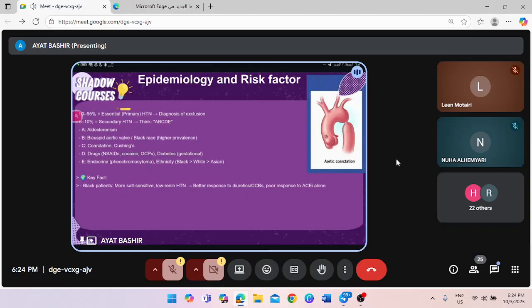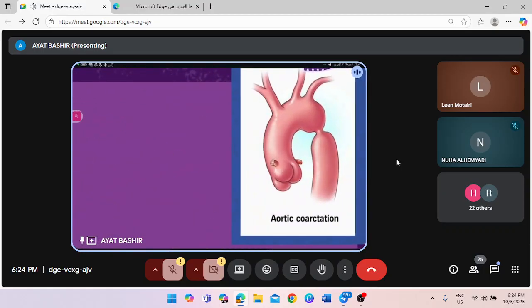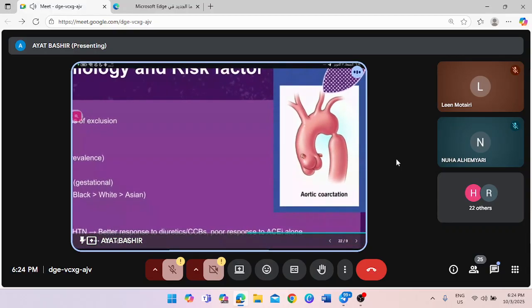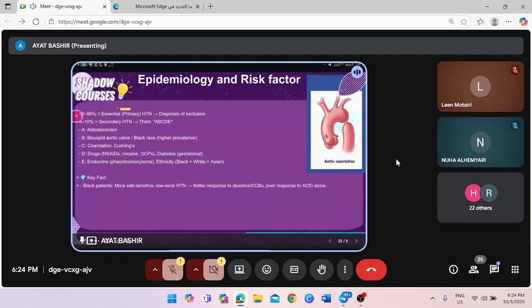For example, aldosteronism, which is when we have an increase in the amount of aldosterone, and a bicuspid aortic valve. We also have coarctation of the aorta, like what you see here in the picture, when we have a constriction in the aortic artery. This will increase the afterload, so this will lead to an increase in the blood pressure, okay? And some drugs like NSAIDs and cocaine, and also diabetes could be a risk factor.